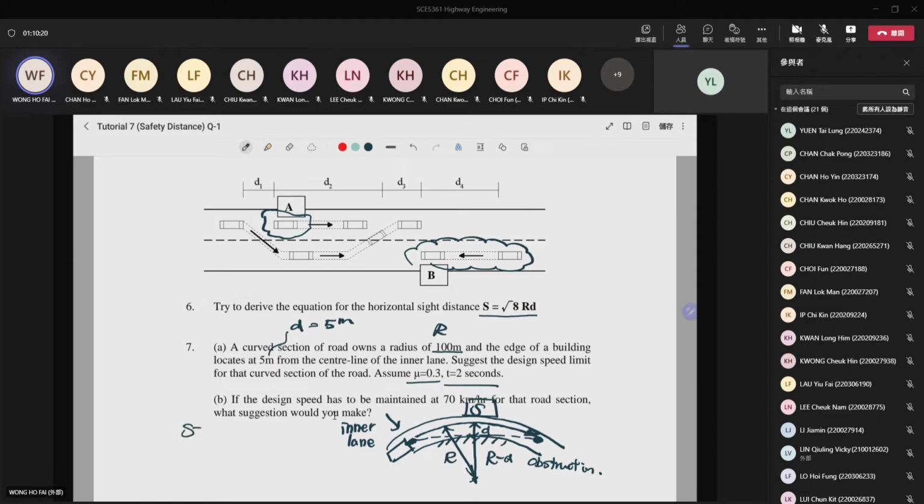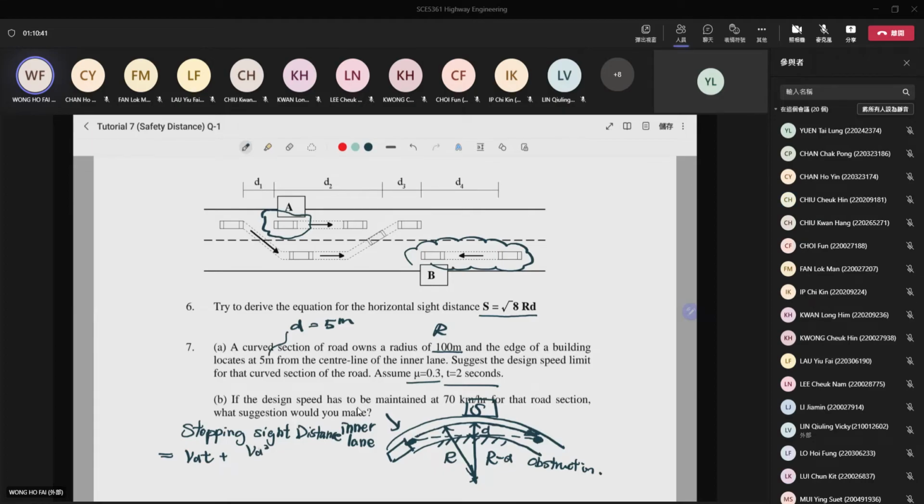So the stopping sight distance is equal to V times t plus V squared over 2 mu g. We have used this one before, right? This is the reaction distance plus the braking distance. And this distance should be equal to S. S, we call the horizontal sight distance. That means it is the distance the vehicle will travel from here to here. This is the real distance that your vehicle will travel. And it should be equal to your stopping sight distance, because your vehicle will stop within this distance. Otherwise, you will hit something ahead, right? So by using these two, you can calculate the design speed of your road, okay?